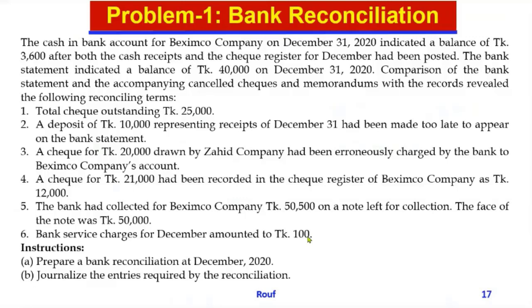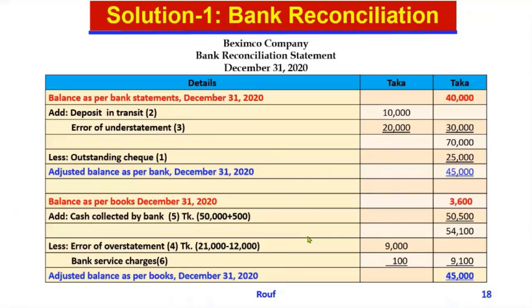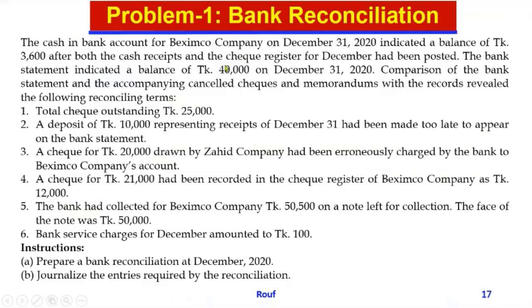Now we have to prepare a bank reconciliation statement. This is the form of bank reconciliation statement. First, name of the company, Beximco Company Limited. Bank reconciliation statement, December 31st, 2020. Details, Taka. Balance as per bank statement December 31st, 2020. This is the ending balance of the bank statement, 40,000 টাকা.